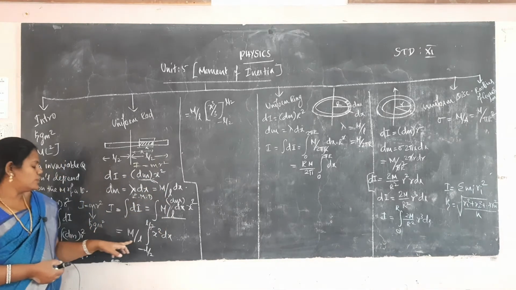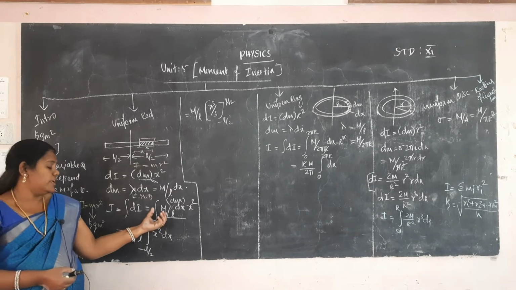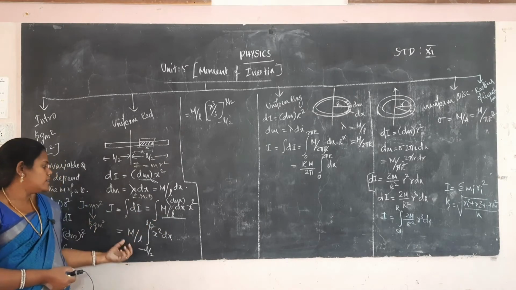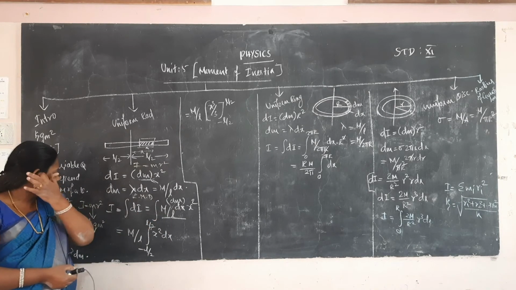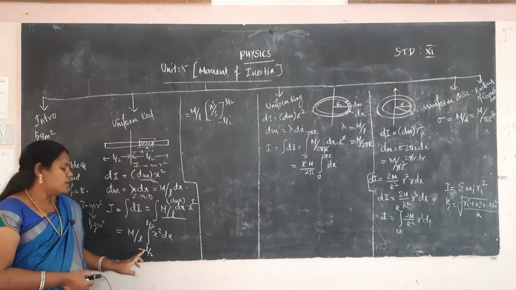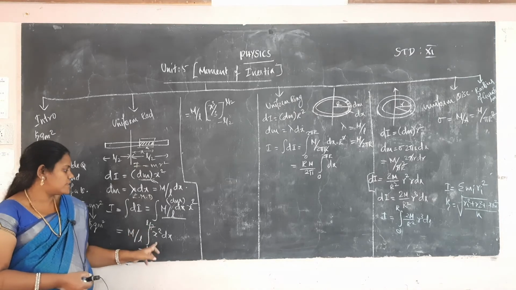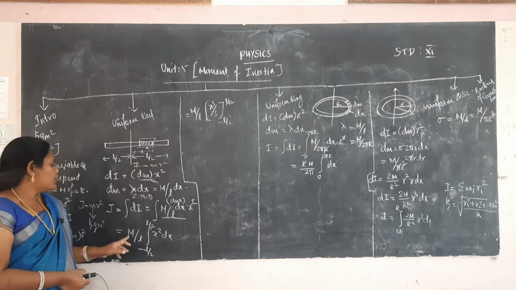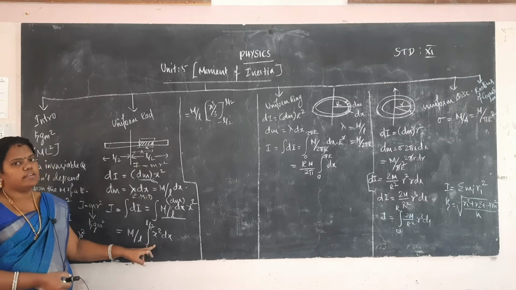Clear? So next we take m by l outside. So m by l times the integral from minus l by 2 to l by 2 of x square into dx. Now we want to calculate the integral of x square into dx.